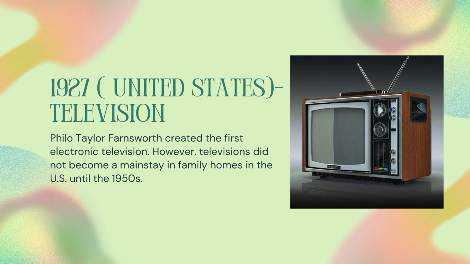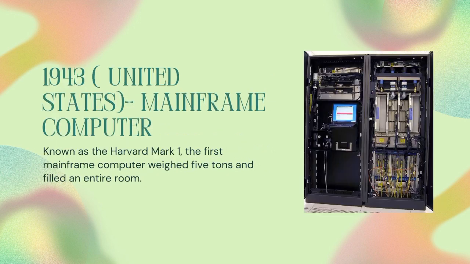1927, United States releases a television by Philo Taylor Farnsworth. He created the first electronic television. However, television did not become a mainstay in family homes in the U.S. until the 1950s, because the television's image dissector camera tube transmitted its image in only a straight line.